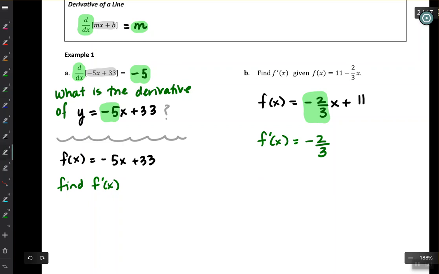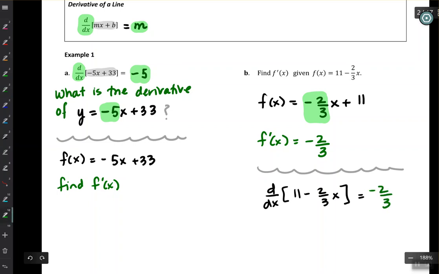Okay, done. I could have asked you that another way with the derivative operator notation. We could have said just d dx of 11 minus 2/3 x. Oh, it's minus 2/3. Again, this is just a question: take the derivative of the function here in parentheses or brackets, the function that follows immediately after.